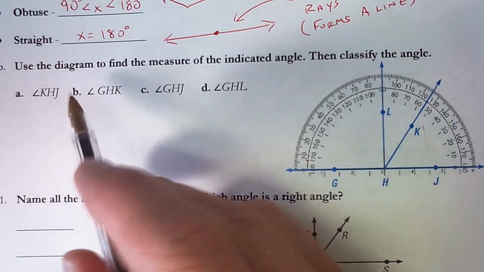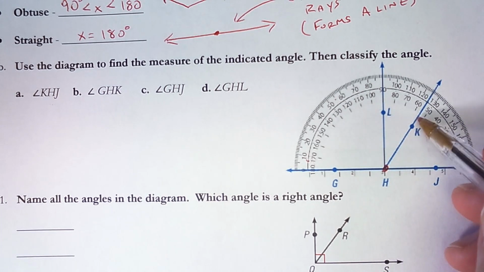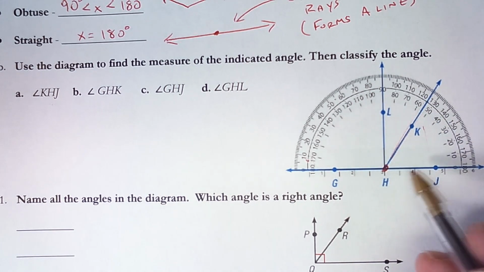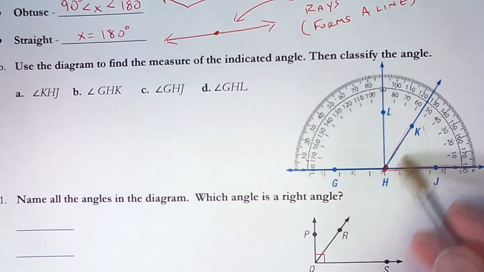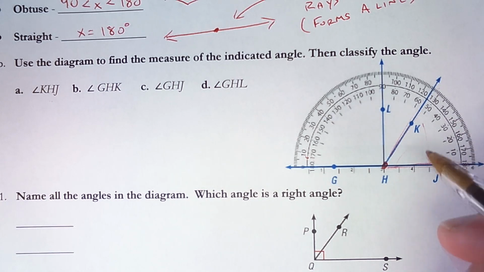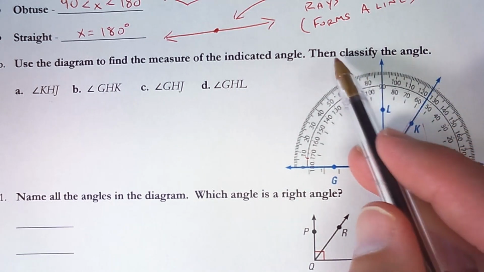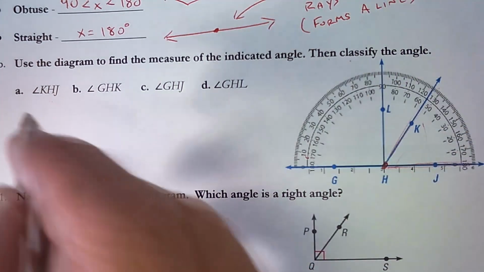Okay, so that means H is the vertex, and on the sides you see a K and a J. So this is the angle we are looking at. Now, there are 2 different sets of numbers: 10, 20, 30, 40, and then 180, 170, 160, 150. So what we have to look at is what type of angle this is. And it even says, classify the angle. So let's do that first.